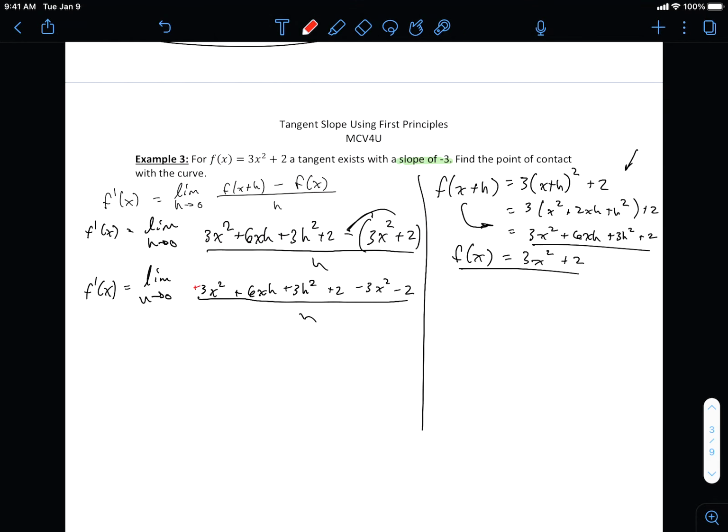I see a positive 3x squared that can create a 0 pair with the negative 3x squared. And it looks like the 2 can create a 0 pair with the negative 2. So what do we get? f prime of x is equal to the limit as h approaches 0 of 3h squared plus 6xh, all divided by h. Wow, look at that. If I were to evaluate this now, I'd have a 0 in the denominator. Not great. But there is something I could do: I could remove a factor of h in the numerator.